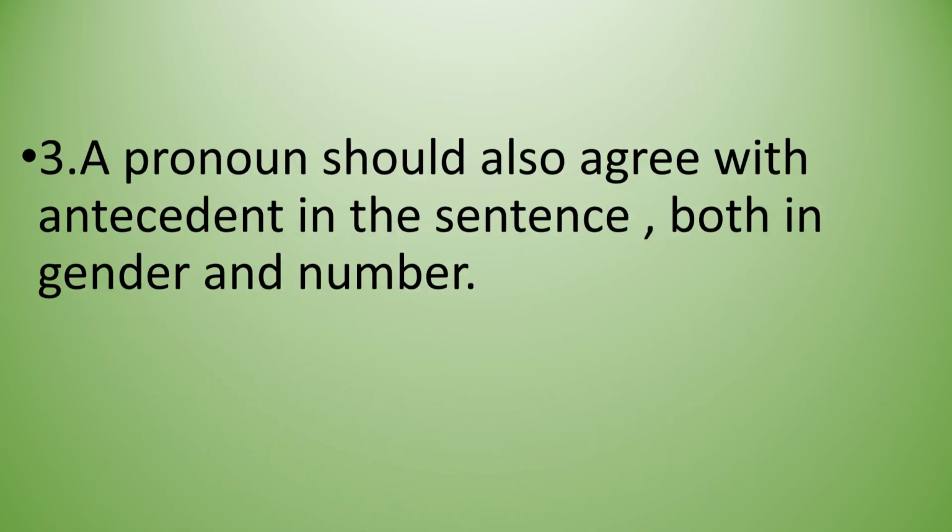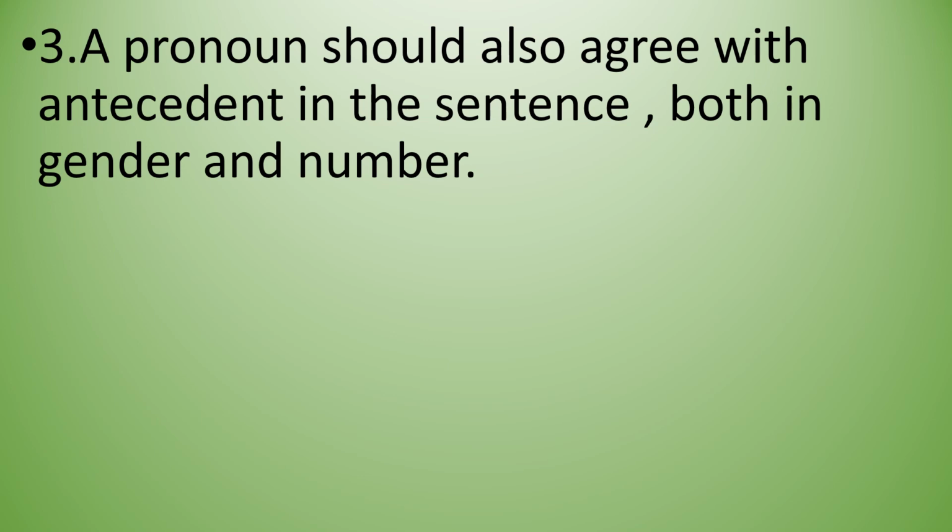Now, the third point is a pronoun should also agree with the antecedent in the sentence, both in gender and number. Now, what is an antecedent? The word or words that a pronoun replaces is called the antecedent. So, a pronoun must match the antecedent in number and gender. See, initially I was talking about my one friend that is Divya. So for one friend I will use she. But suppose I talk about my two friends, then what will I use? I will use they. That means my pronoun will automatically change with the change in number.